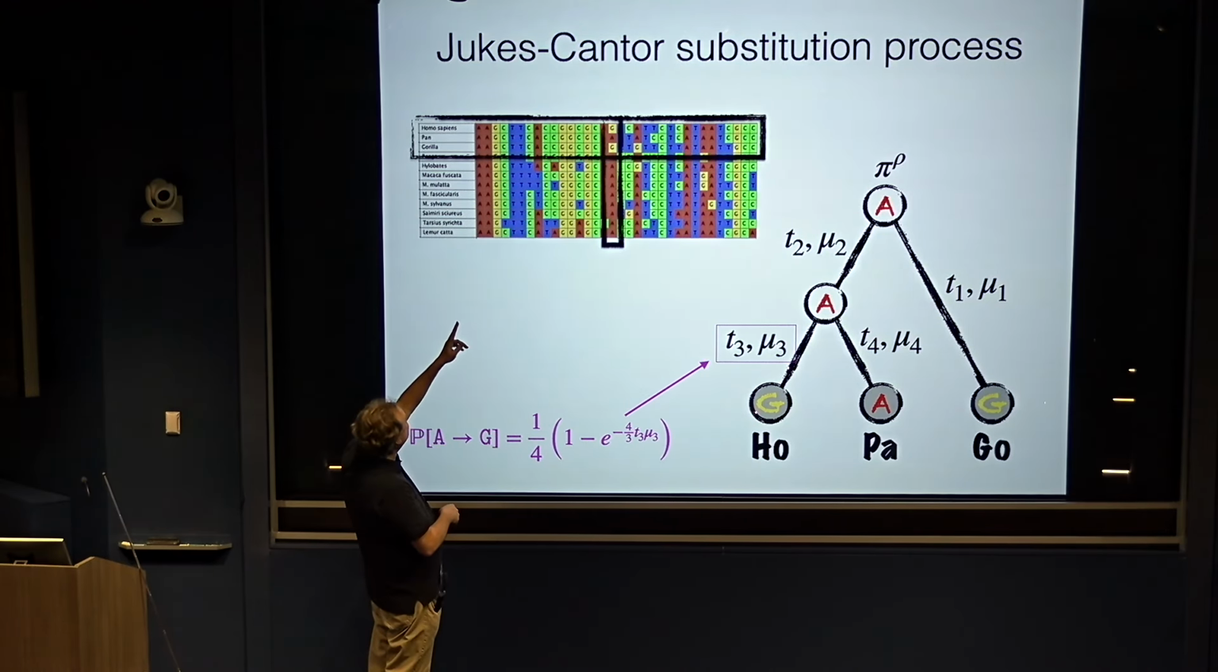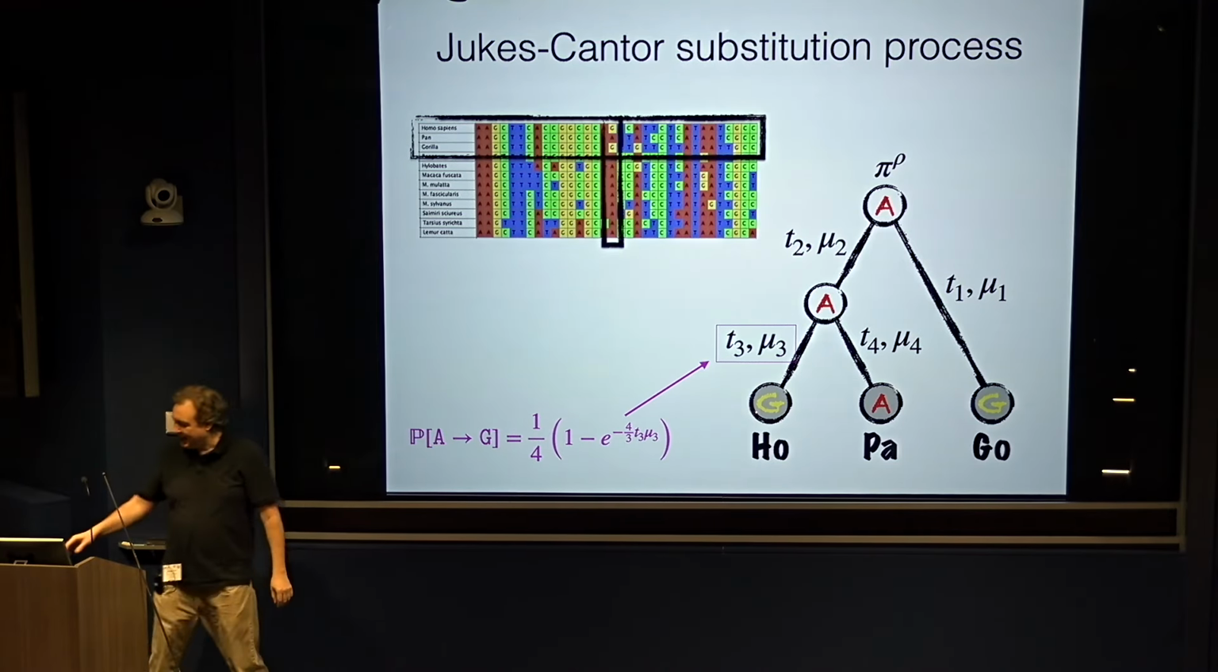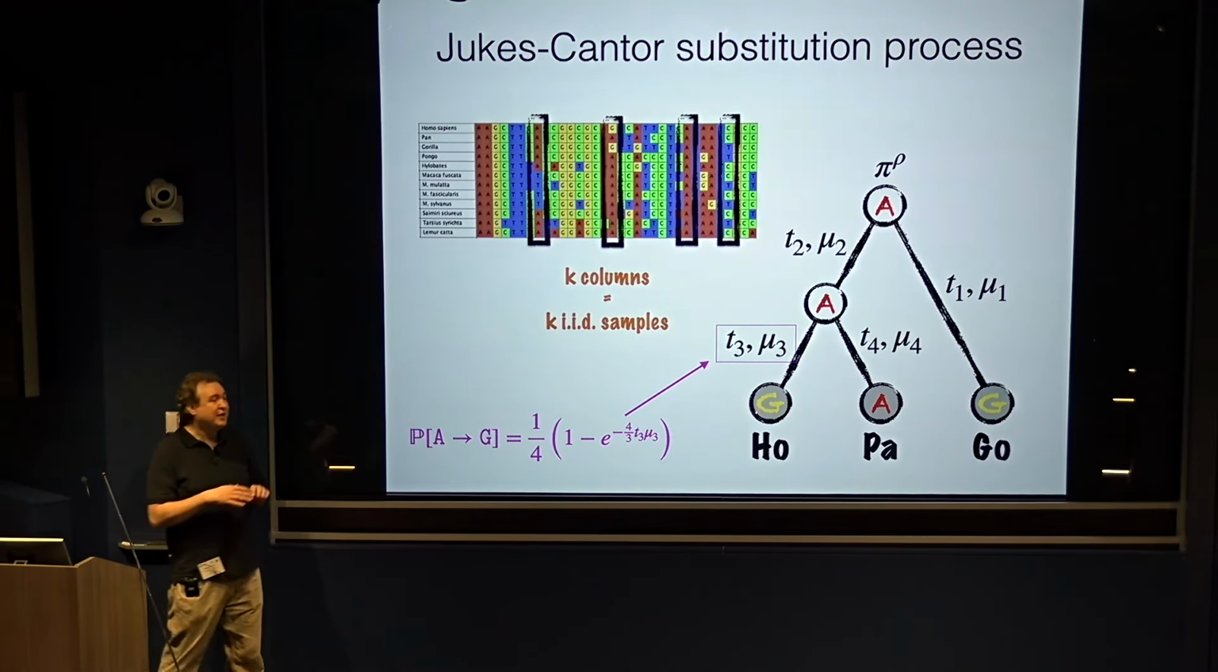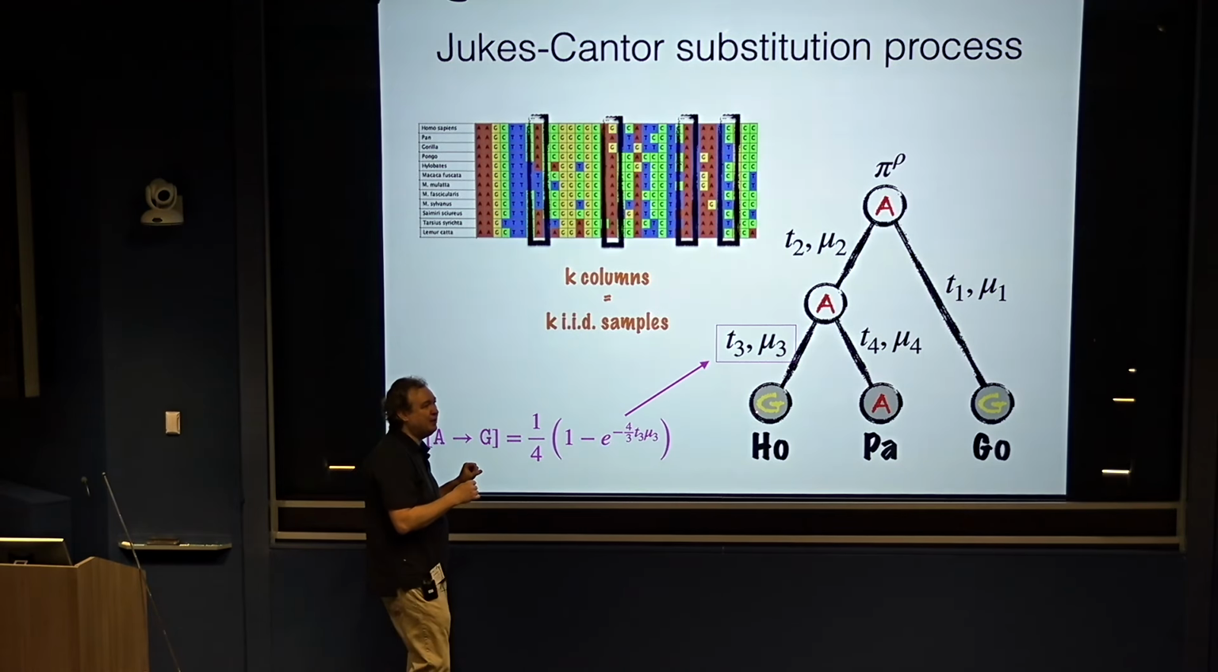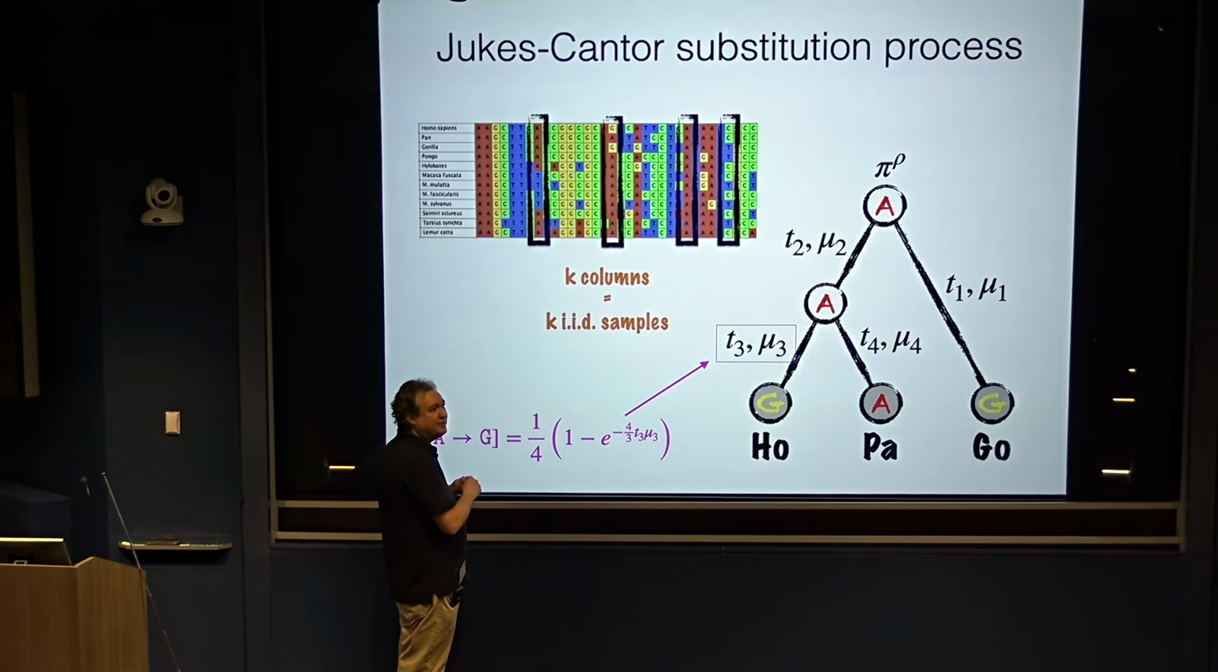What I'm showing you is just the evolution of one site. And then I'm going to imagine that each site evolves independently according to the same model. So each column in this data runs according to this continuous time Markov chain, and that gives me the distribution of each of these columns.